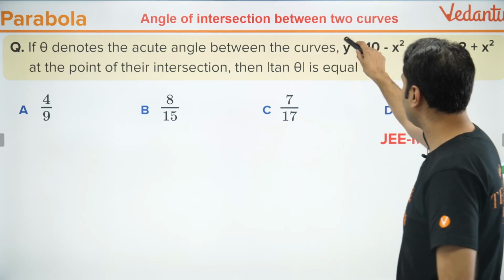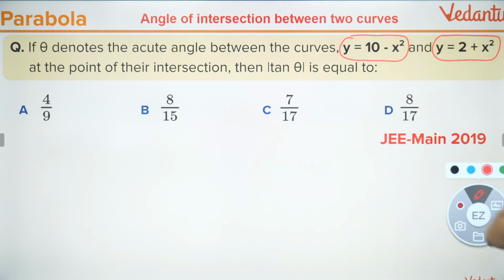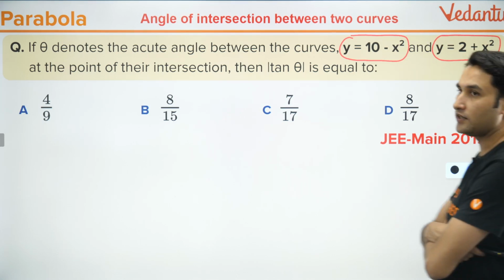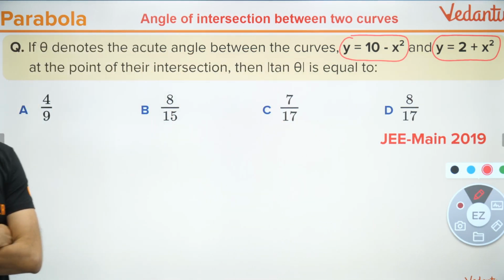Chalo, let us begin. Read the problem. y is equal to 10 minus x square and y equal to 2 plus x square. Can you guys make a quick graph for it?